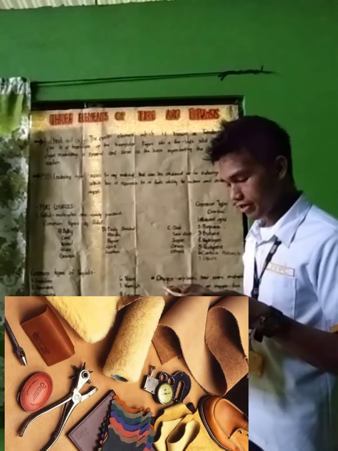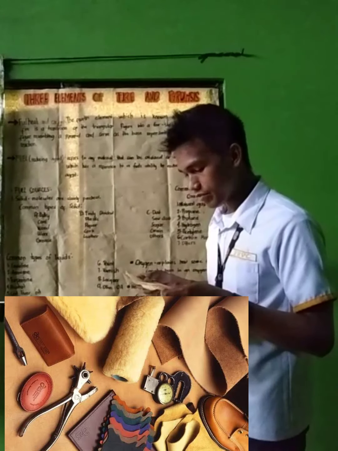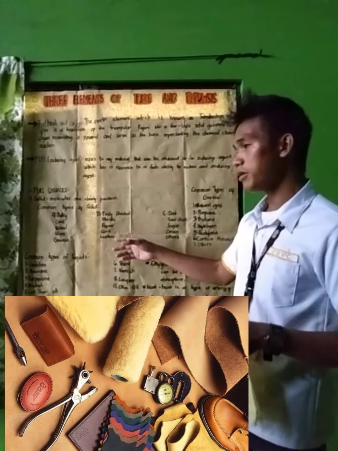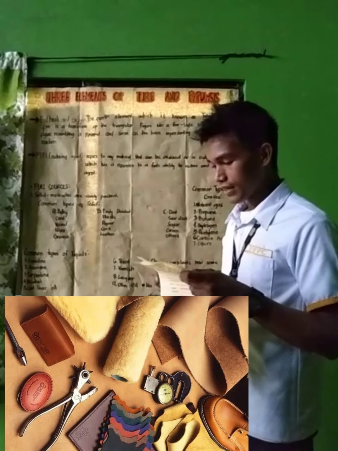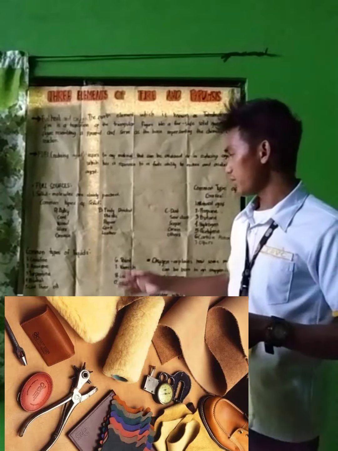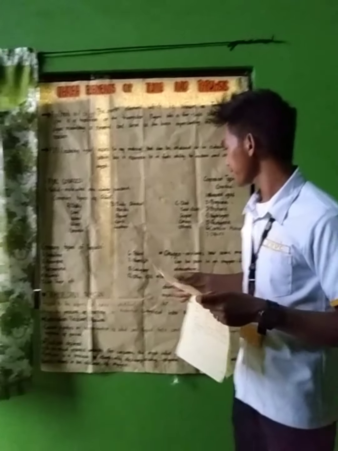Leather is a material made from the skin of an animal by tanning or a similar process. An example of leather is leather jackets, leather pants, and even leather shoes. So, it is made from the skins of an animal.